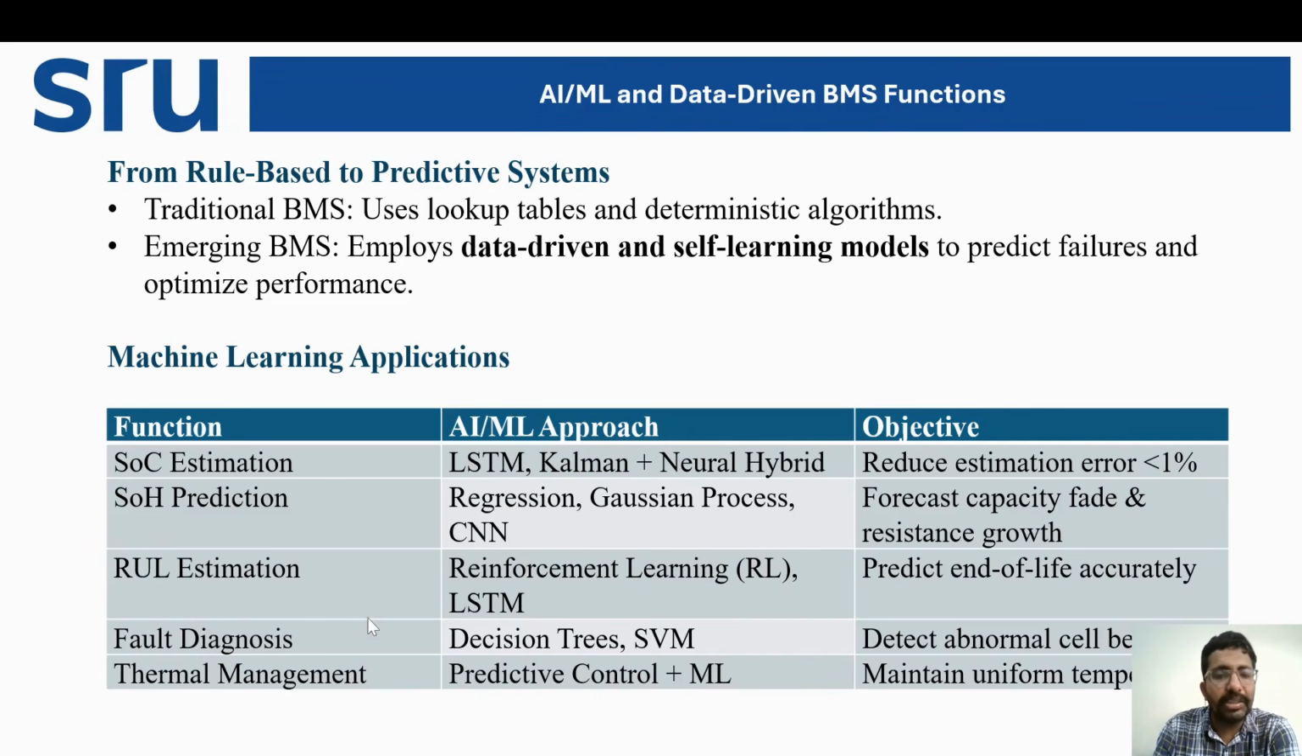Then fault diagnostics is also possible, using methods like decision trees. Then support vector machines are also used, for example to detect abnormal cell behaviors, like extra heating, extra discharging, such kinds of abnormalities or anomalies they can identify. Then thermal management: predictive control and machine learning can be integrated to maintain uniform temperature throughout. So all these AI ML data driven battery management systems make the sophisticated, emerging, futuristic BMS.